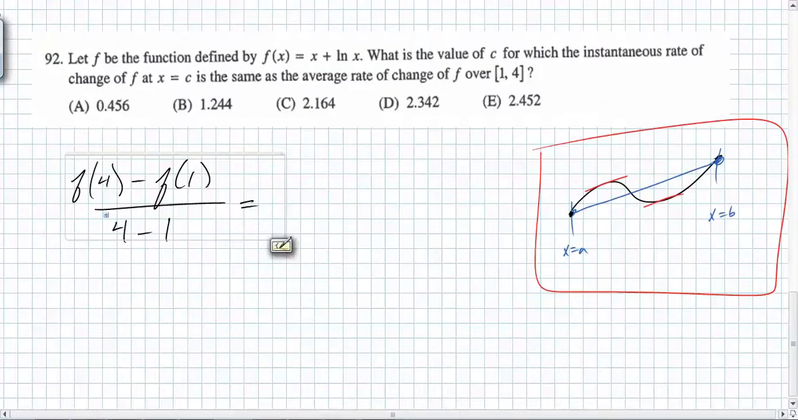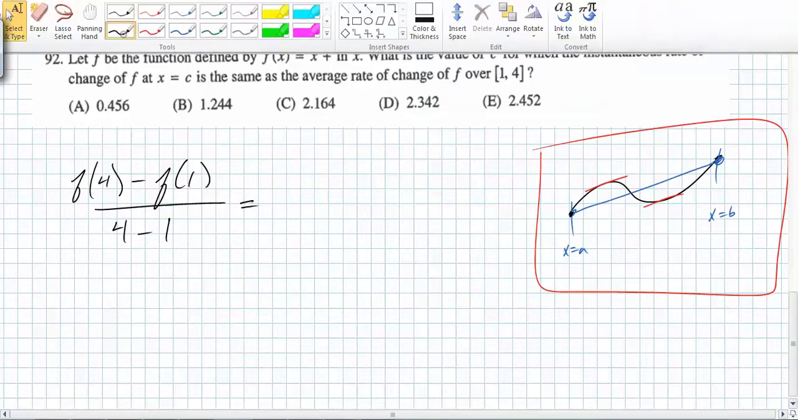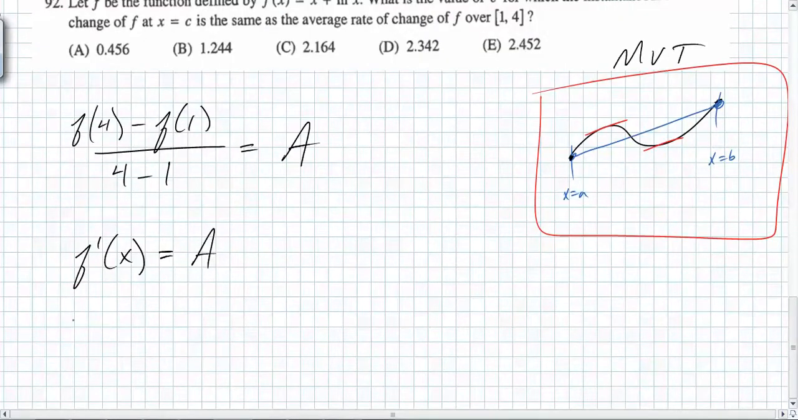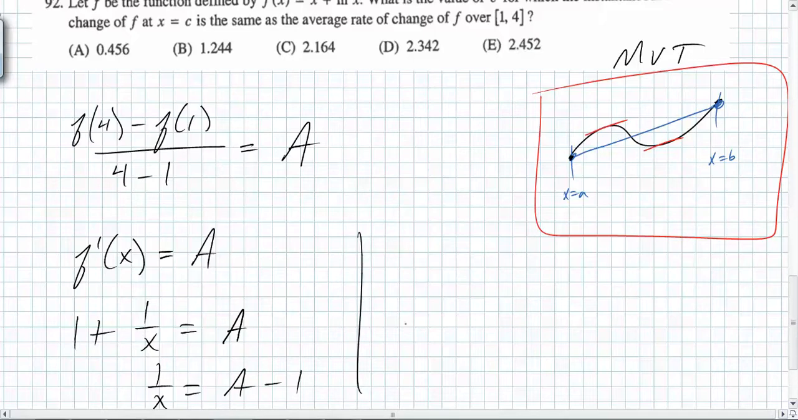So now when you go back to this, now you're trying to find out where is the value between 1 and 4 such that the derivative, the instantaneous rate of change, is this. So you're trying to find when f prime of x equals, we'll call it A, right? When it's equal to A. What is f prime in this case? Yeah, so you want 1 plus 1 over x is equal to A. So 1 over x is equal to A minus 1. So what does x equal? 1 over.